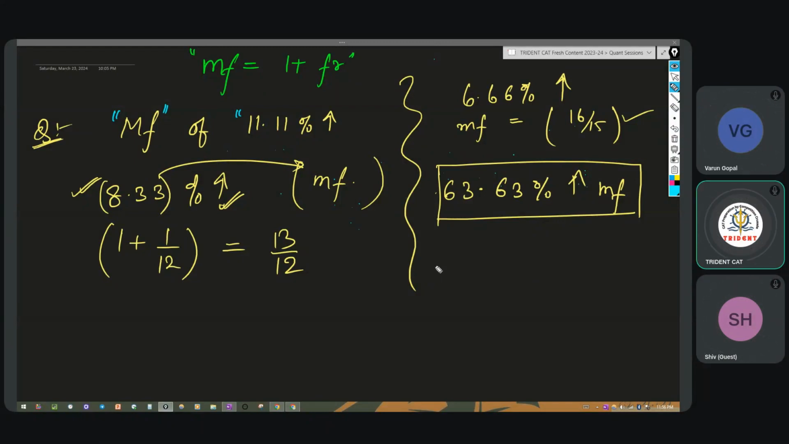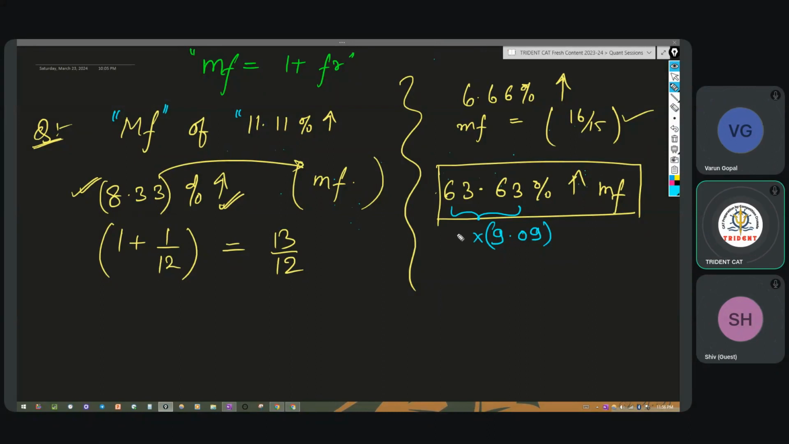63.63% increment. It's a very familiar, stupid number. What should come to my mind? 11. The numbers are repeating. Hold on. 9.09 is the only case in which the numbers repeat.